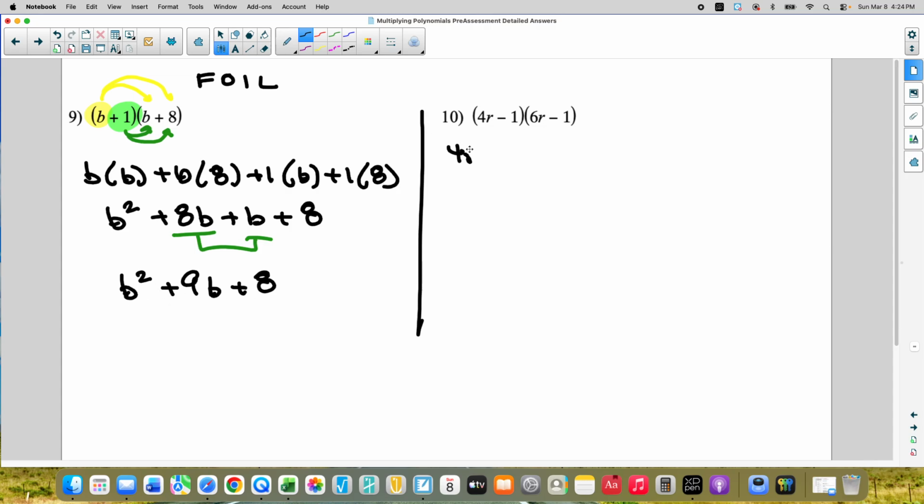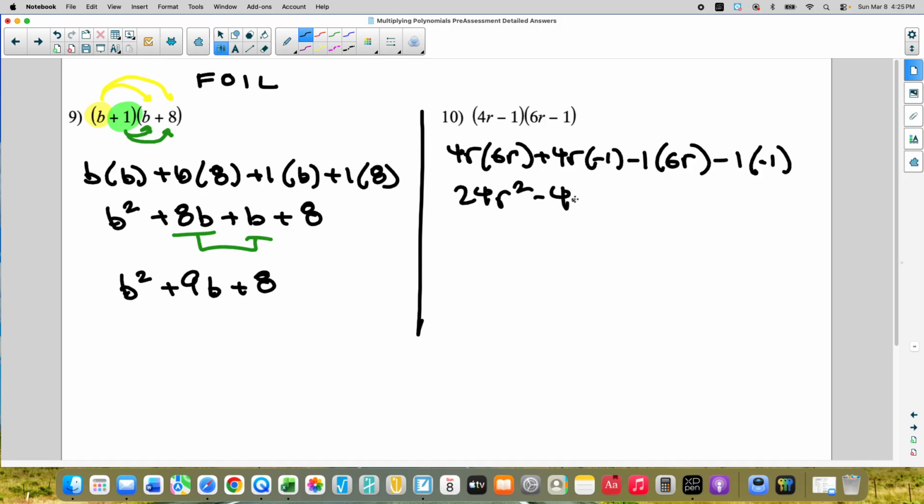Let's distribute 4r times 6r plus 4r times negative 1 minus 1 times 6r minus 1 times negative 1. 24r squared minus 4r minus 6r plus 1. Like terms here, 24r squared minus 10r plus 1. That's a good one. I like that one.